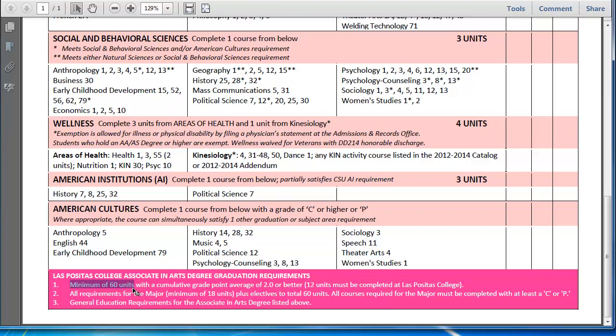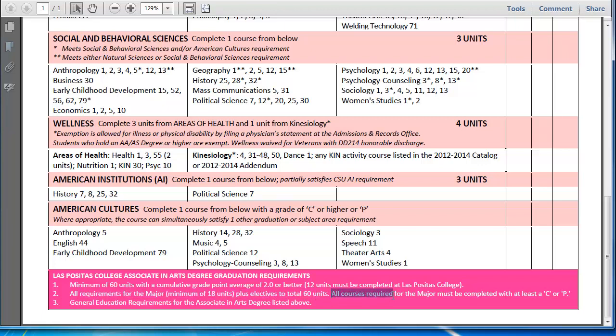And so the remainder of your 60 units will come from the major required areas, plus maybe elective classes. And so you need to have a minimum GPA of 2.0. And to get this degree from Las Positas College, you must have completed at least 12 units here at LPC. All requirements for the major, minimum of 18 plus 60 to total 60 units, like I had mentioned before.